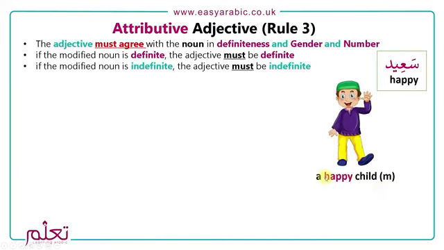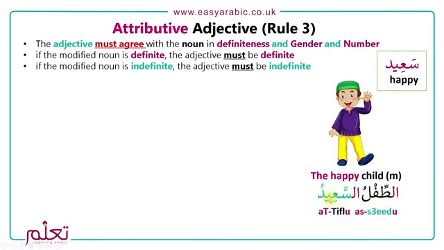We'll look at a happy child. Child is tifl, tiflun, and then we add the adjective at the end. Tiflun sa'idun. This is a happy child. When we change it to the happy child, it will be at-tiflu as-sa'idu. At-tiflu as-sa'idu. Okay.